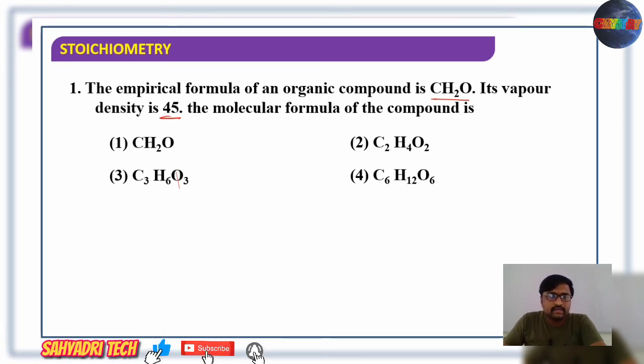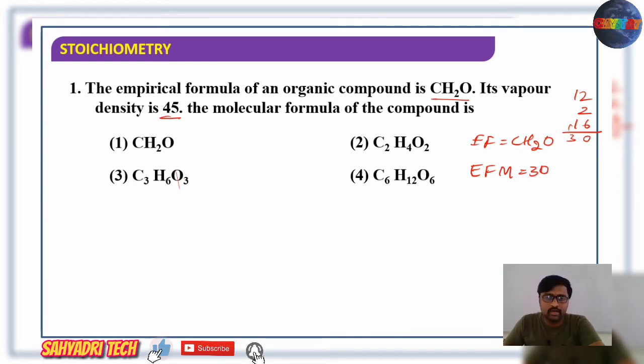Whenever the empirical formula is given, what can we get? The empirical formula is CH2O. With the help of this we can get the empirical formula mass. Carbon 12, 2 hydrogens 2, oxygen 16. How much? 12 plus 2 plus 16 is 30. So the empirical formula mass is 30. This data can be generated with the help of the empirical formula.